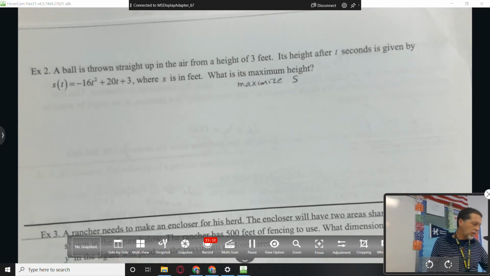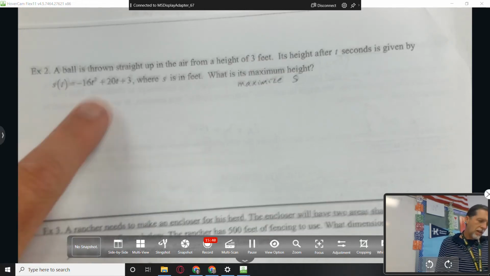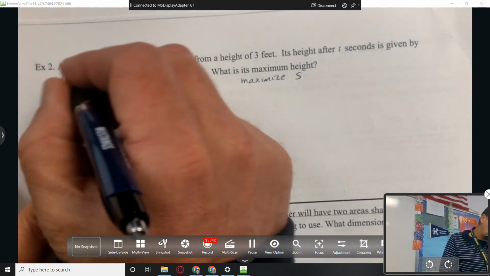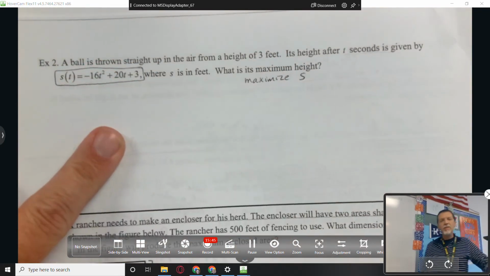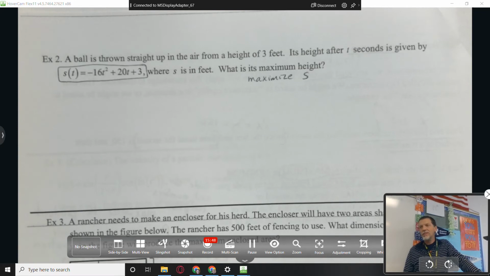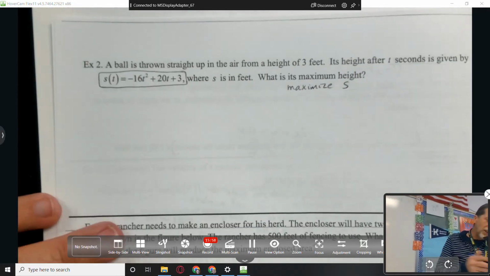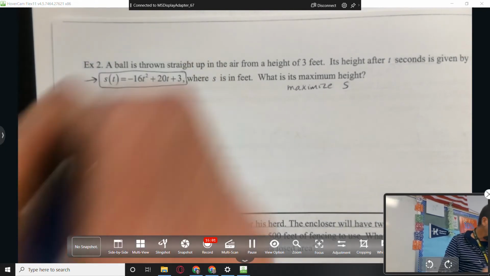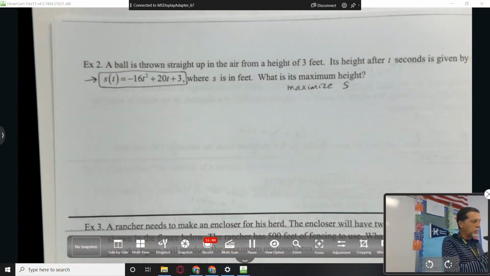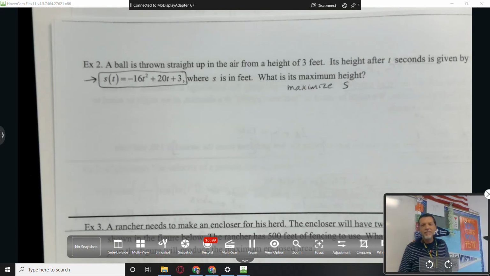Let's think through the steps again. So step 1, what are we doing? Finding the max of what equation? Oh, this is nice. Why is this example nicer than the last one? Because it only has one variable. I don't need a secondary equation. This is the equation we want to deal with, so we like it. This just gives us the equation to optimize.